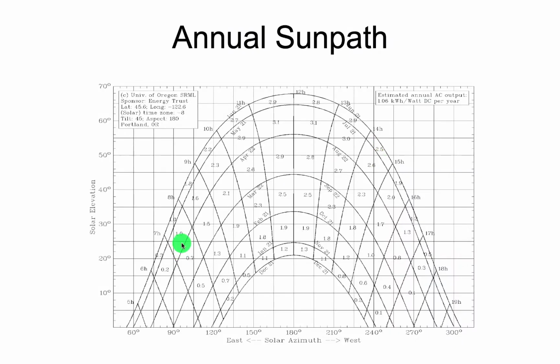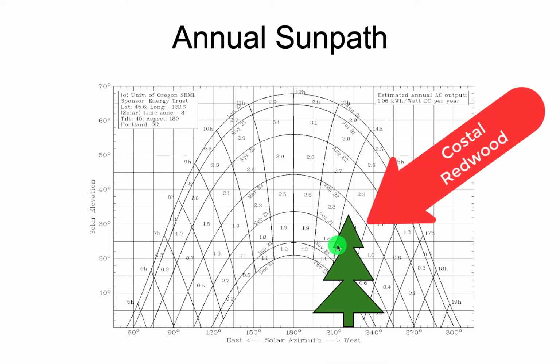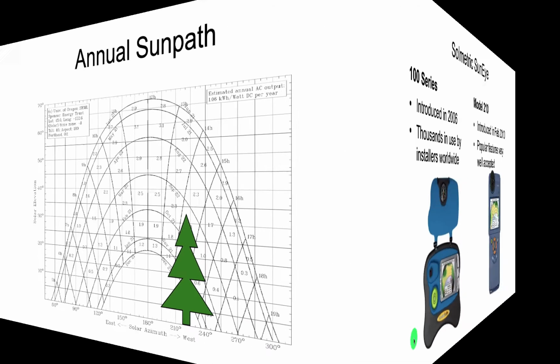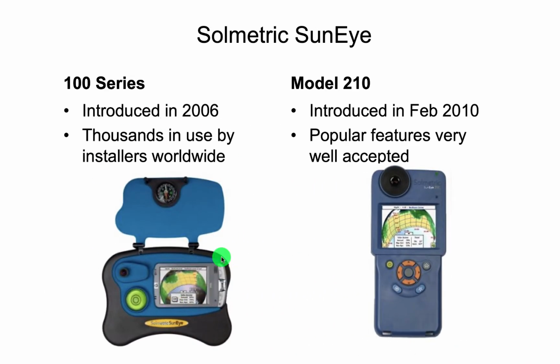Here's another image of a sun path. We're still on the slides that Solmetric gave me, and this is showing what they do. There's a tree blocking the sun, and they're using their special software to figure out how much solar energy you would lose, or to be more optimistic, how much you would keep. On the left is the old style Solmetric. I remember having one of these. And on the right is the current model, the 210.